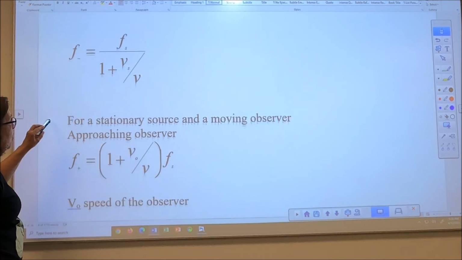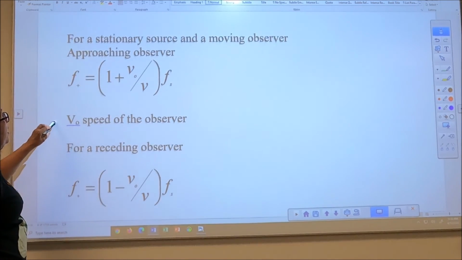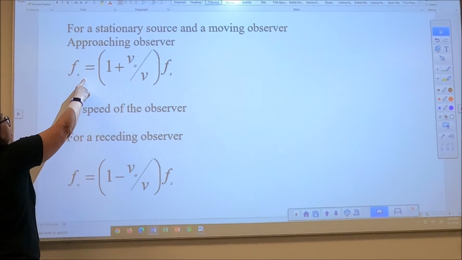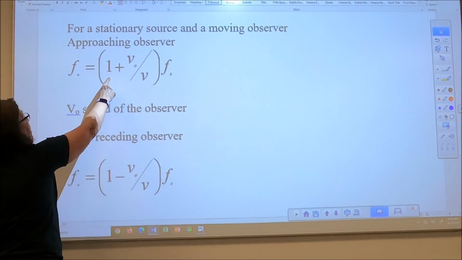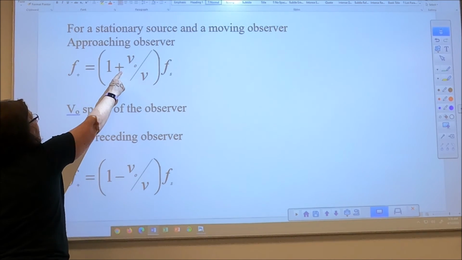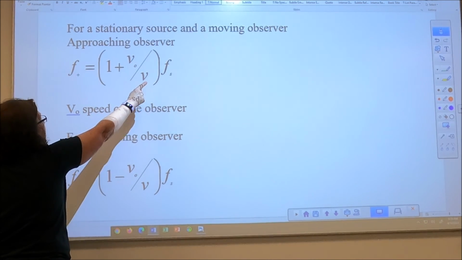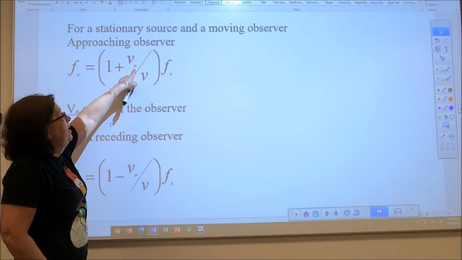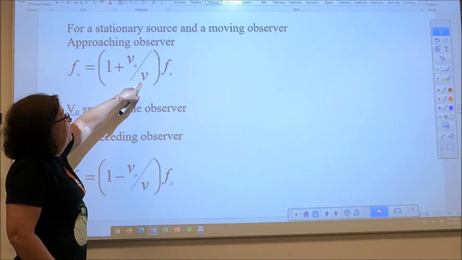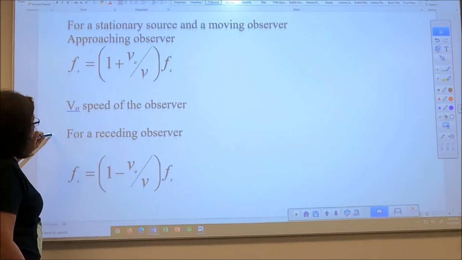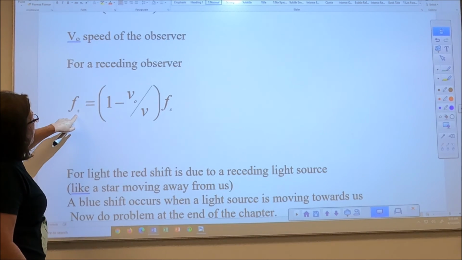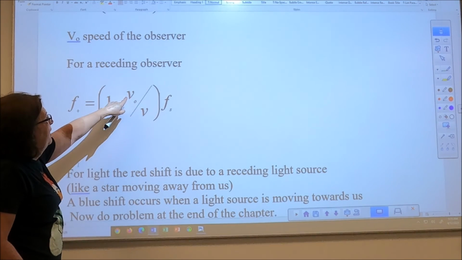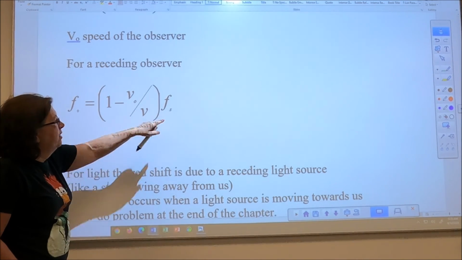Okay? For a stationary source and a moving observer, if the observer is approaching, f plus, so plus for approaching, is equal to 1 plus v_o over v times f_s. The o here means the velocity of the observer. This is the velocity of the wave. For an observer moving away, f minus is 1 minus v_o over v times f_s.